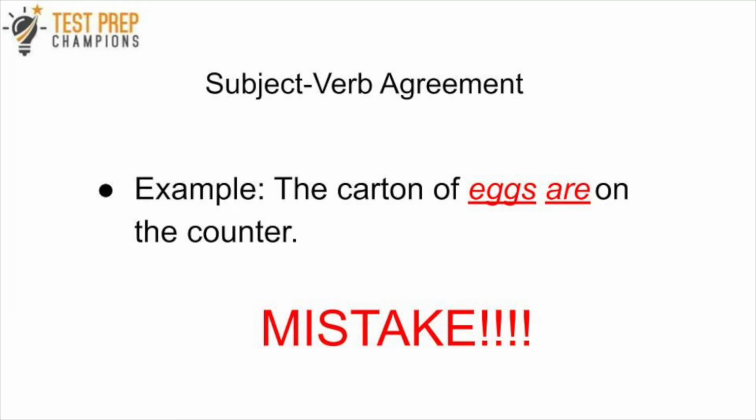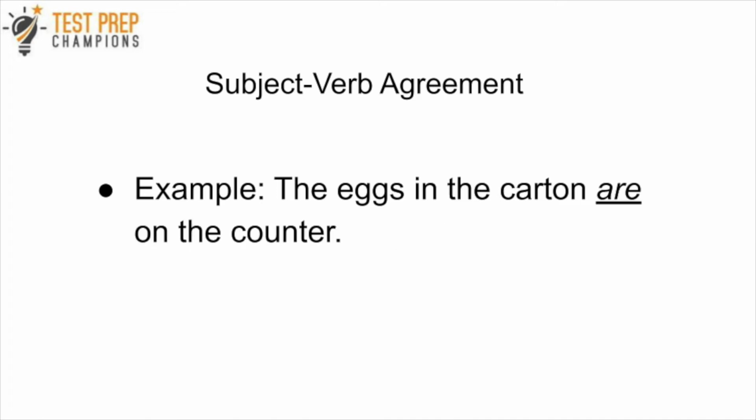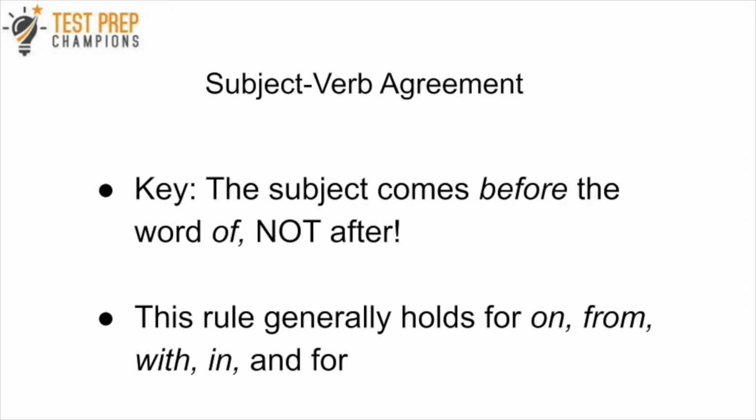To make sure that you're seeing this, here's a practice example. Go ahead and try to complete the sentence. Should the word be is or are? The best strategy is to first identify the subject, which is the eggs. Since the word eggs is plural, the verb must take a plural form, which is are, so the sentence should read, the eggs are on the counter. I mean, the eggs in the carton are on the counter is how the sentence should read. The key point again is that the subject comes before the word of, not after, and that this rule generally holds for on, from, with, in, and for.